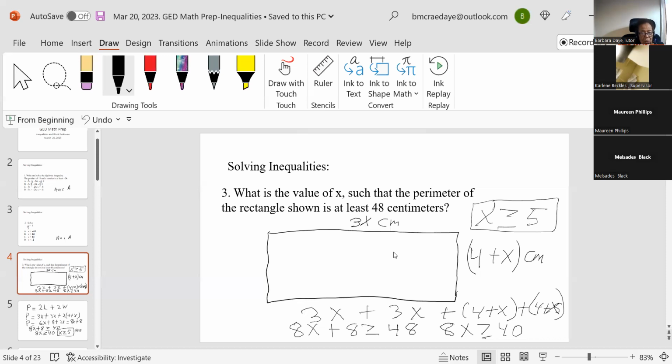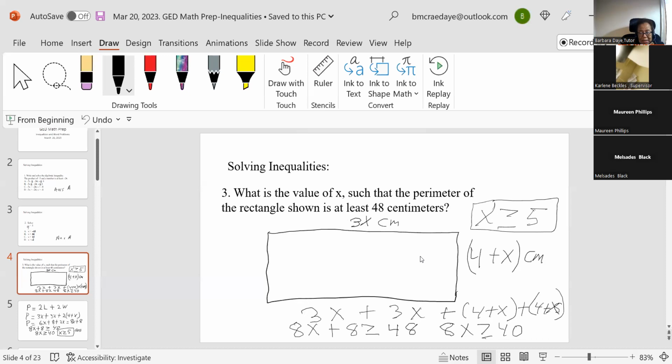All right. So this problem is based on you knowing what perimeter is. Perimeter is the sum of 4 sides. So it's really 2 times 3x plus 2 times 4 plus x. But I simplified it. I just said 3x plus 3x and 4 plus x plus 4 plus x. And these add up to being greater than or equal to the perimeter because it says at least.